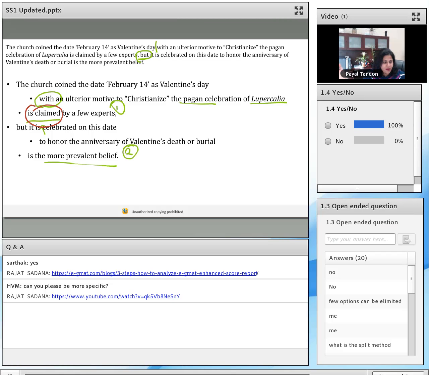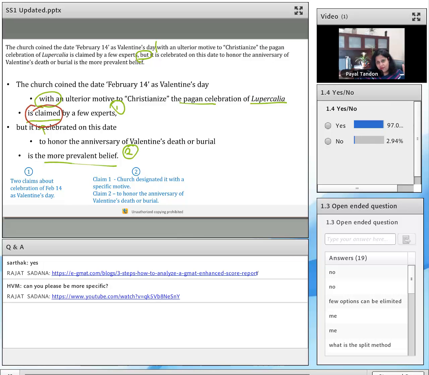So really speaking, from the overall sentence, what I get is that there are two claims about Feb 14th being celebrated as Valentine's Day. Claim number one is that the church designated it with a specific motive. Claim number two is that it's celebrated to honor the anniversary of Saint Valentine's death. Now, claim number one is made by a few experts, and claim number two is the more prevalent belief.